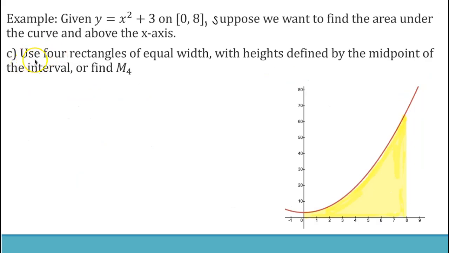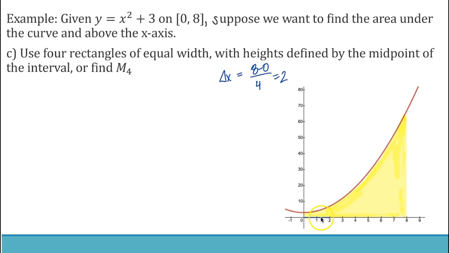And for part C, we're going to use 4 rectangles again of equal width, but this time the heights are going to be defined by the midpoint of the interval, or for short, we're going to find m sub 4. So we already calculated delta x when there were 4 rectangles. Delta x was equal to 2. So what we're going to do is draw the first width that extends from 0 to 2.